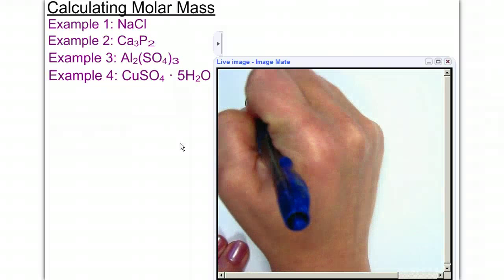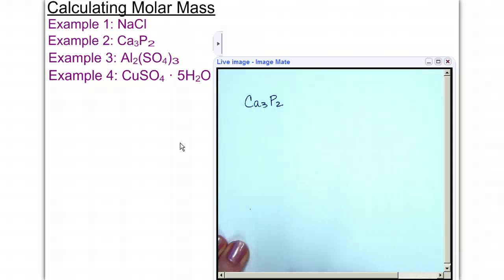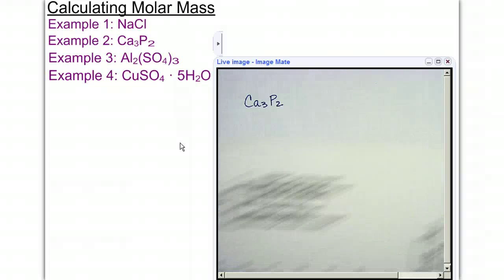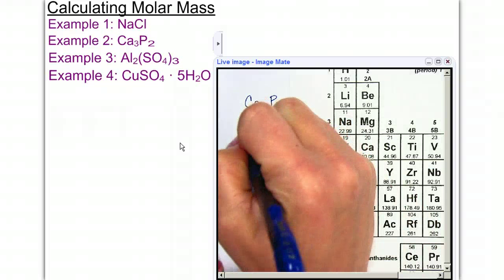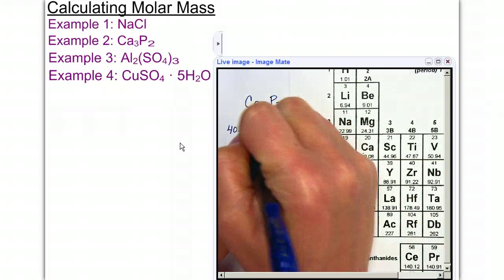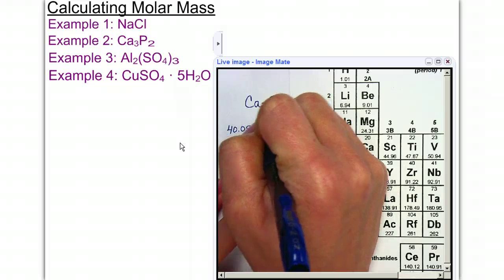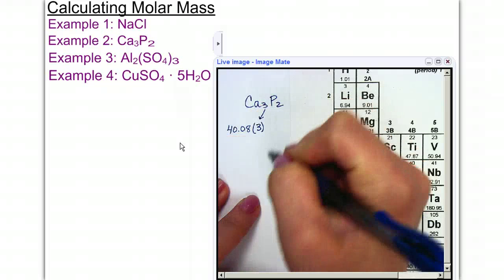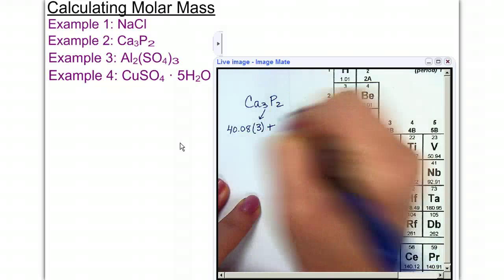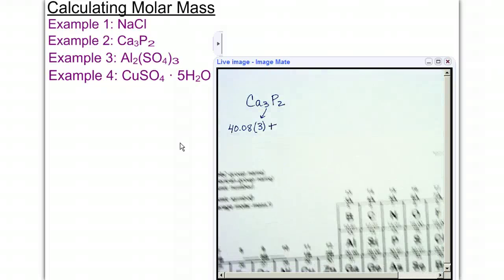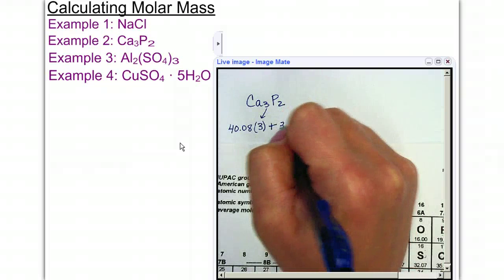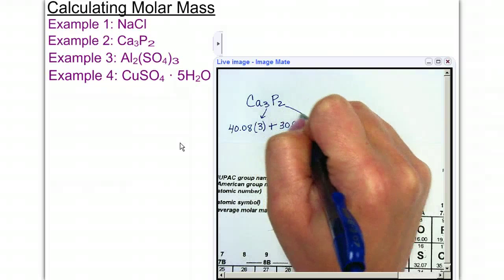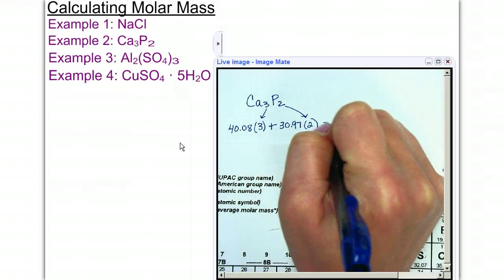Example number 2 is Ca3P2. And in this case, you see we don't have just one of each of the elements. So first I'm going to locate the mass of calcium, which is 40.08, and because we have a 3 here, I've got to multiply that times 3. I'm going to add phosphorus, so let me locate phosphorus. Phosphorus is 30.97, and because I have 2 phosphorus, I've got to multiply that by 2.